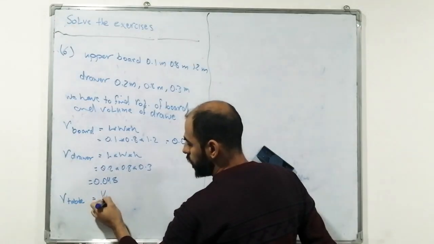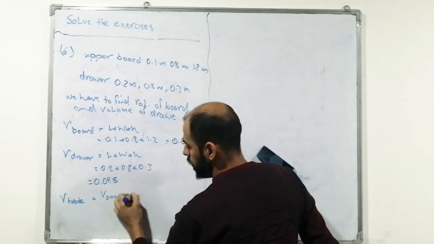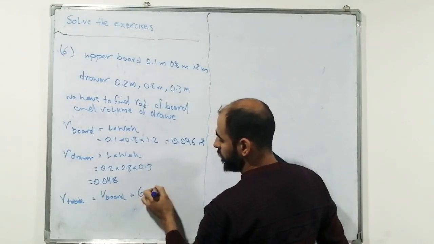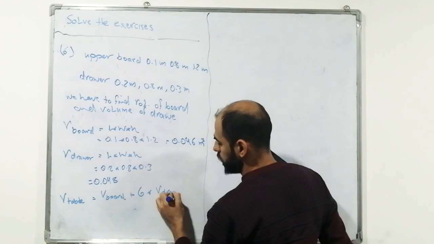is the volume of the board plus 6 by the volume of the drawer.